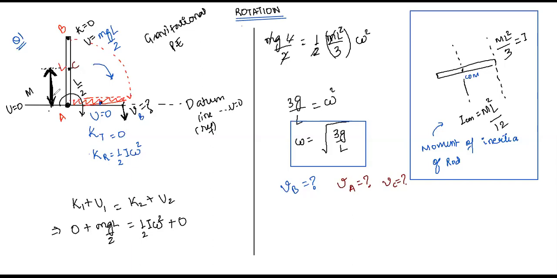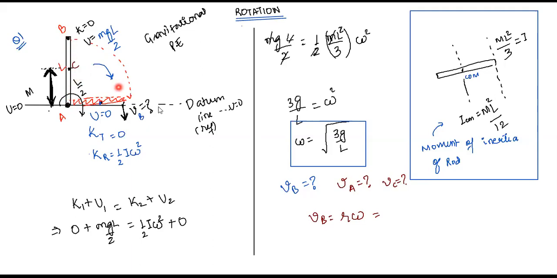Yes, Mahila, tell me. What is the value of velocity for point B? VB will be equal to R times omega, right? What is the value of R for B? R is the length or distance of this point B from the axis of rotation. How much distance is point B from the axis of rotation?